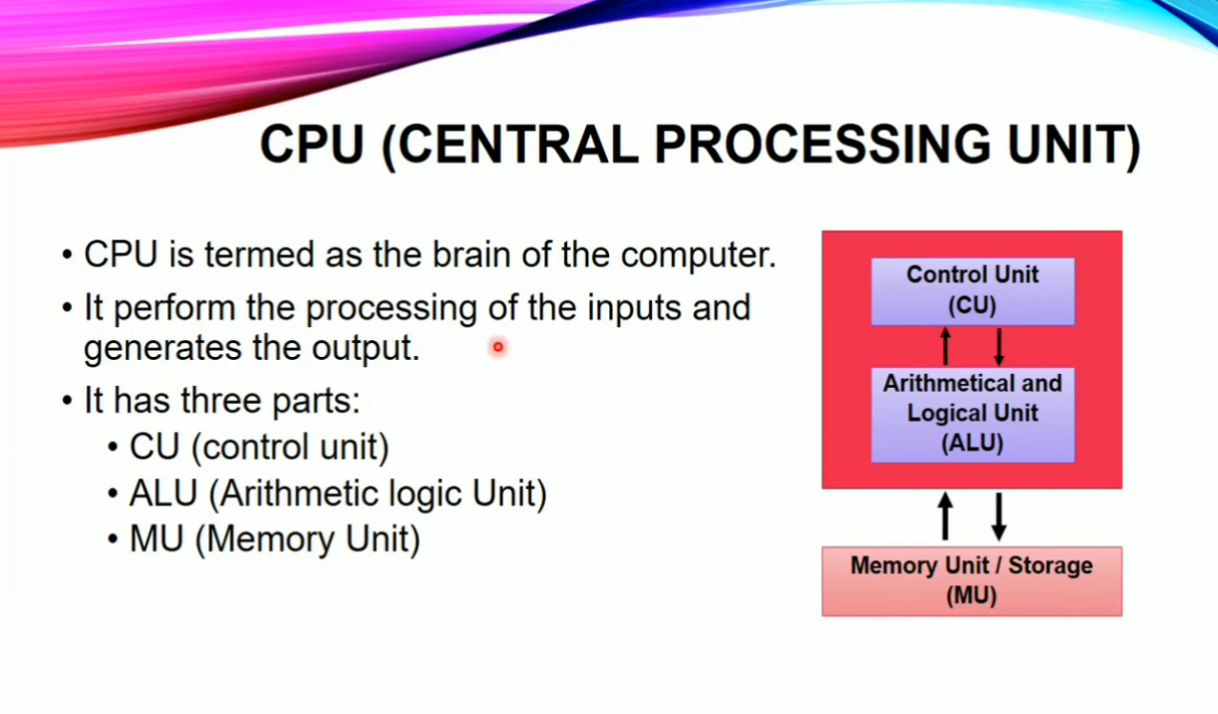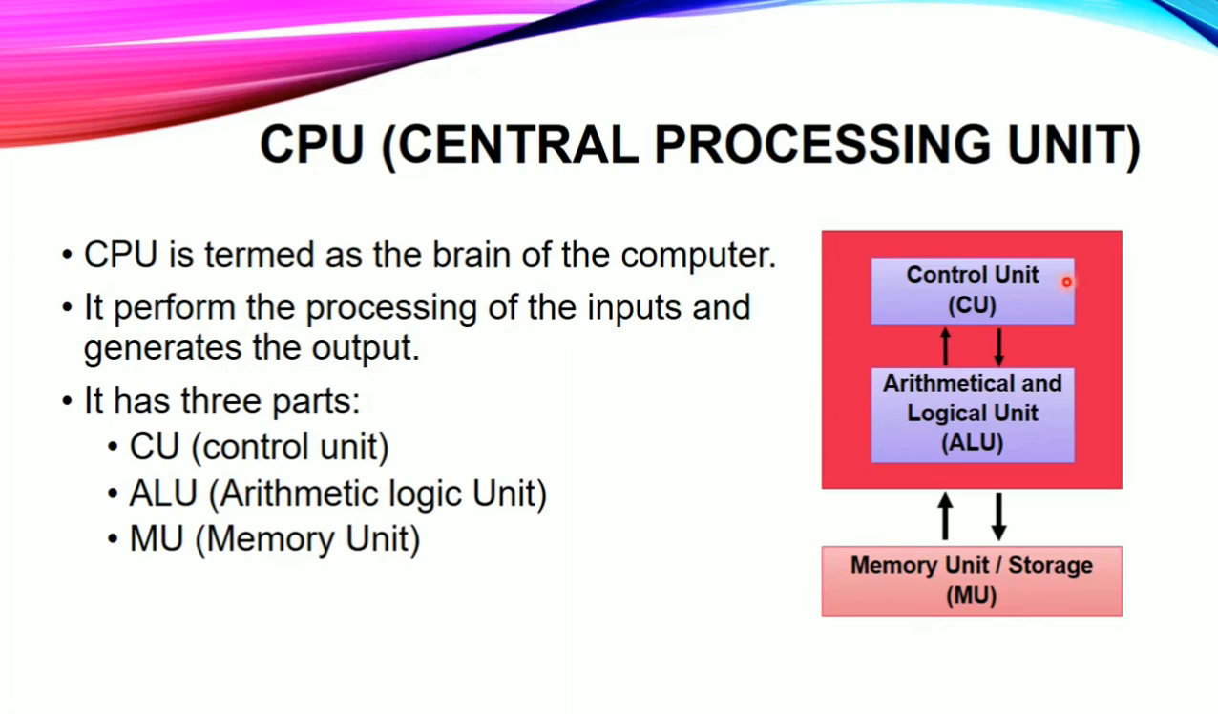It performs the processing of the inputs and generates the output. Our CPU gets the input from the input devices, processes it, and then gives the output to the output devices. And for this functionality, it has three components. These three parts of the CPU are the control unit, the arithmetic and logic unit, and the memory unit.